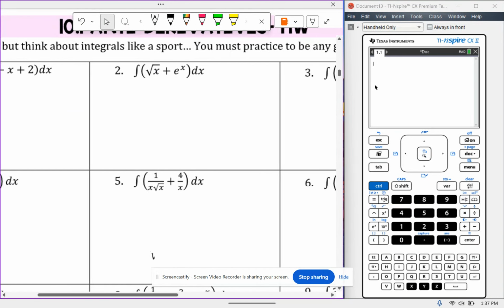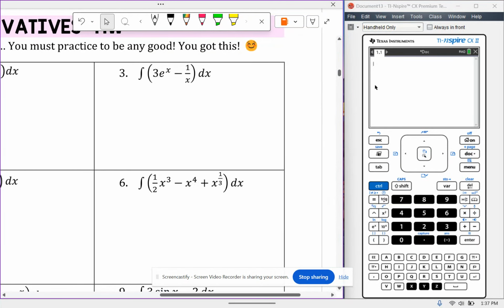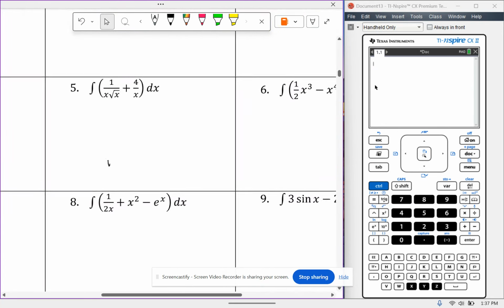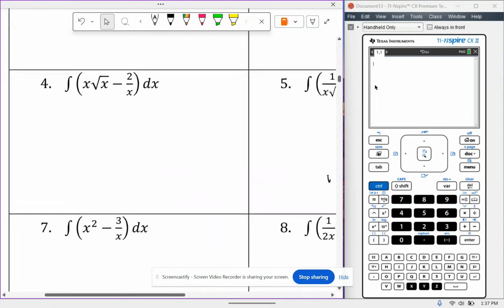Okay, the first one's easy, second one's easy, third one is easy. Let's just double check right here. What is this guy? When I integrate 1 over x, it's ln of the absolute value of x. So maybe give yourself a little star there. Double check that one. Okay, what if you have something that looks like this?